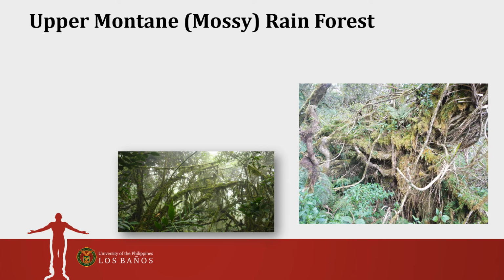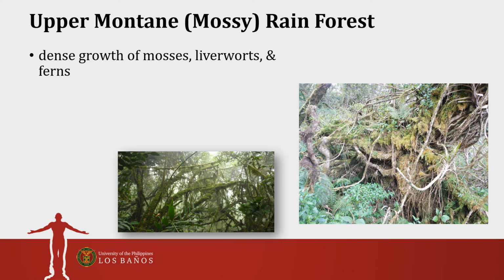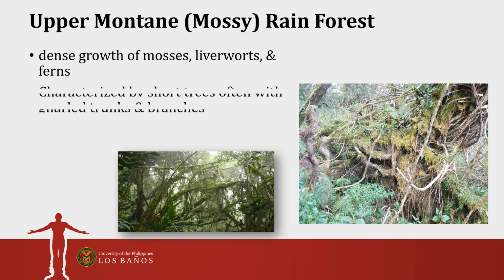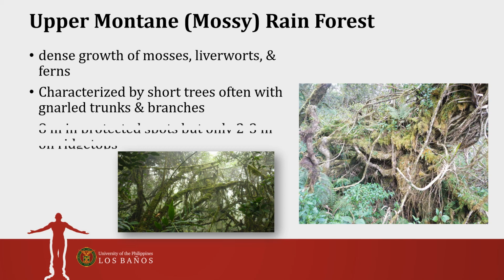The upper montane or mossy rainforest, sometimes also referred to as cloud forest, has a dense growth of mosses, liverworts, and ferns. The trees are characterized as short, often with gnarled trunks and branches. Trees can reach 8 meters in protected spots, but only 2 to 3 meters in height on ridge tops.